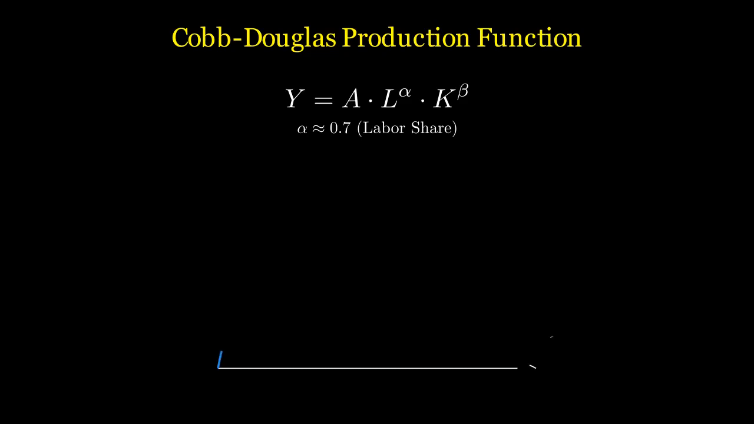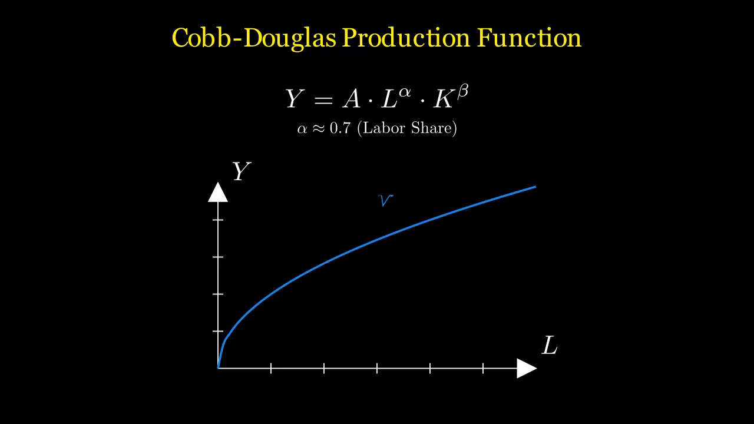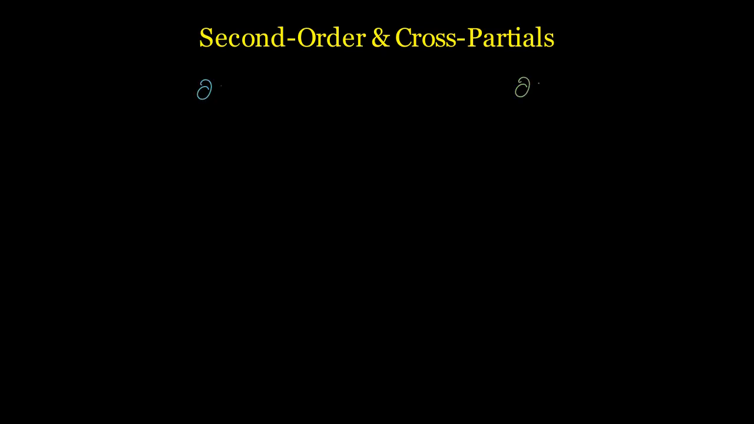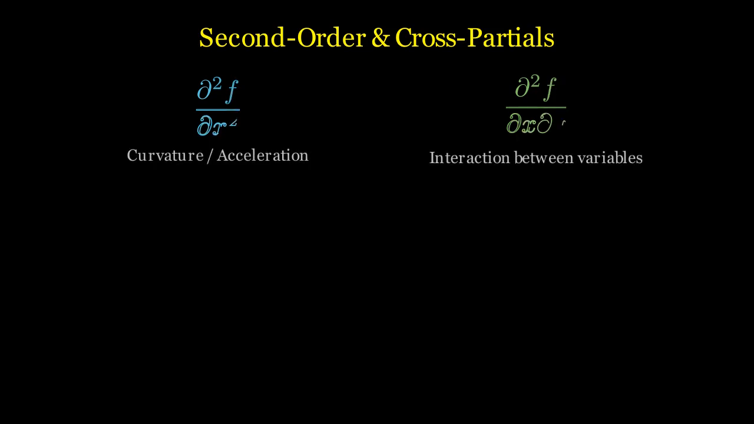One of the most famous functions in economics is the Cobb-Douglas production function, Y equals A times L to the alpha times K to the beta. Here, Y is total production, L is labor, and K is capital. The partial derivative, ∂Y/∂L, gives us the marginal product of labor, MPL. According to empirical studies for the US economy, alpha is often estimated around 0.7, meaning that labor accounts for roughly 70% of total income. Partial derivatives allow us to prove the law of diminishing marginal returns. As you add more labor to a fixed amount of capital, the partial derivative f sub L eventually decreases.